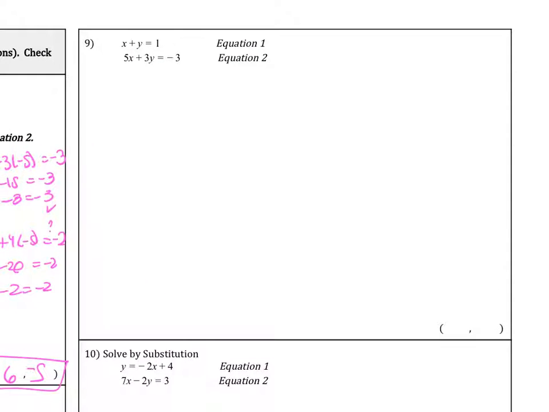So now I want you to try out number 9 on your own. And then I'll just have the answer for you, or the work shown for you, when you come back.